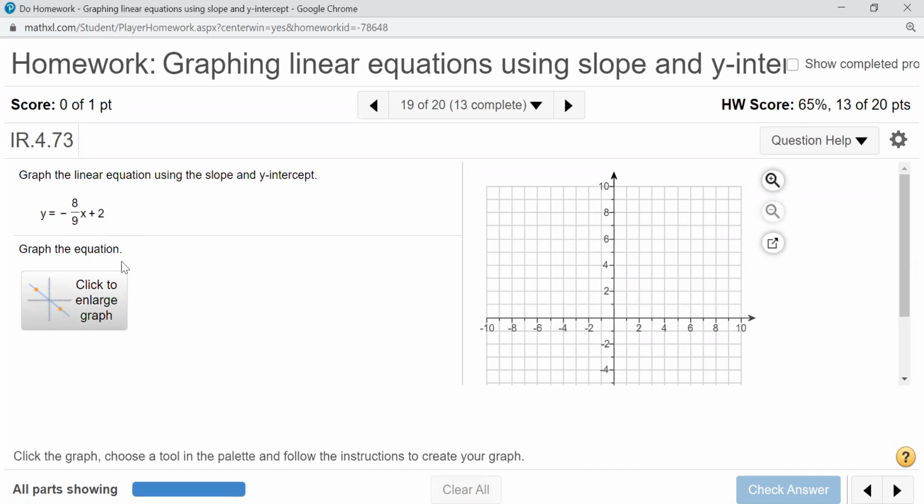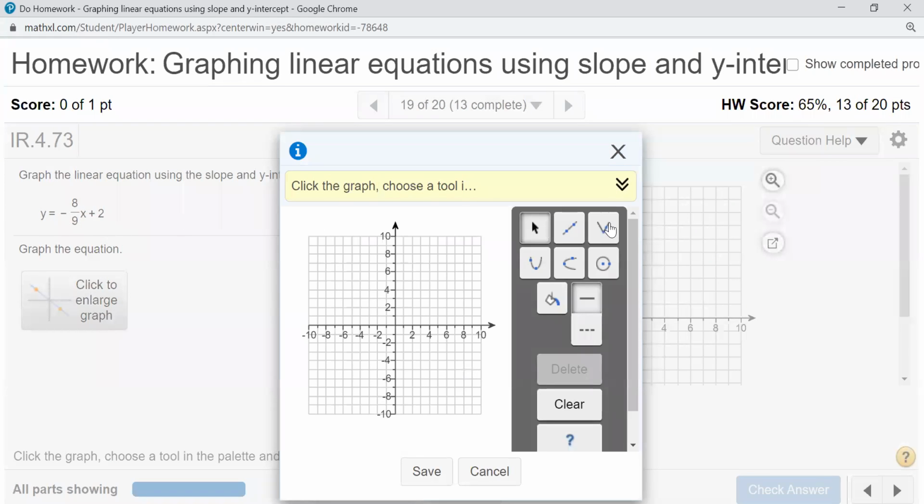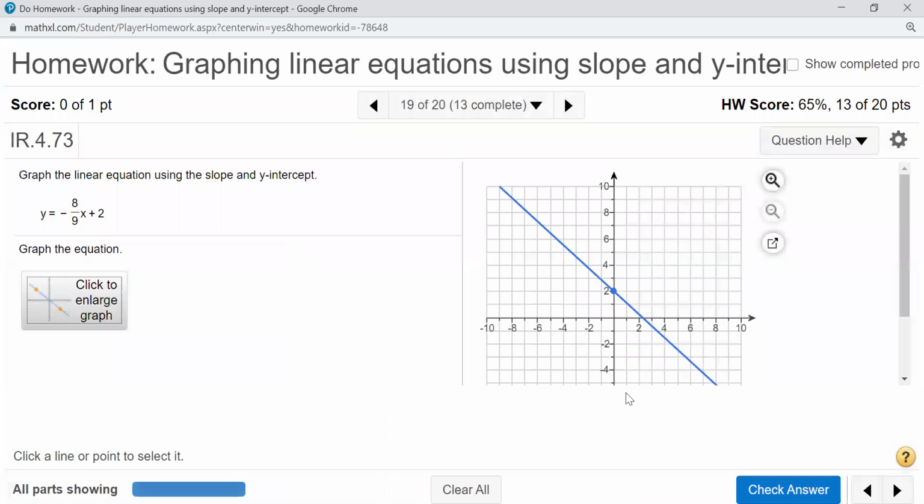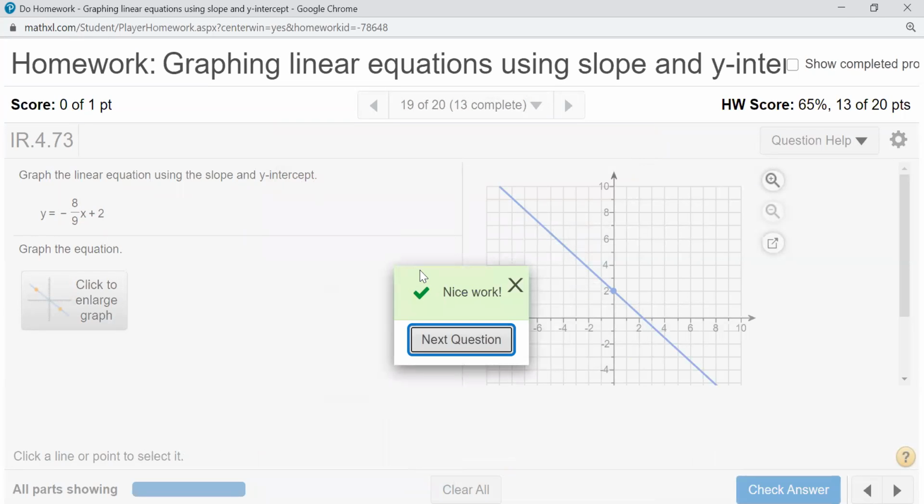Negative 8/9 is our slope. Our y-intercept is 0, 2, so 0, 2. And now every 9 units I go to the right, it's going to fall 8 units. Fall because the slope is negative. So 1, 2, 3, 4, 5, 6, 7, 8, 9 units to the right. Now we got to fall 8 units. 1, 2, 3, 4, 5, 6, 7, 8. So just remember how positive and negative slopes work. This is a negative slope, so it's falling.